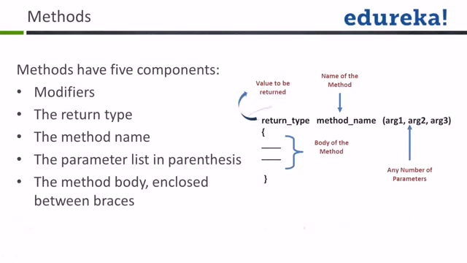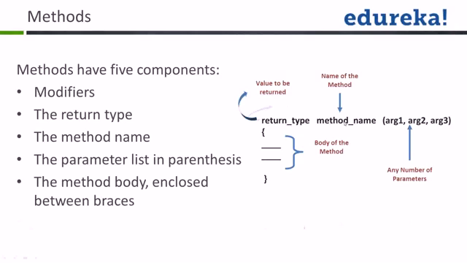Now we come to the second one, that is the return type. That is, what kind of value will your method return? Will it be an integer? Will it be a string? Will it be any other value? In that case, you'll have to mention the data type of the value over here in the return type. If your method is not returning any value, you can mention void over there. That means empty. It won't return anything.